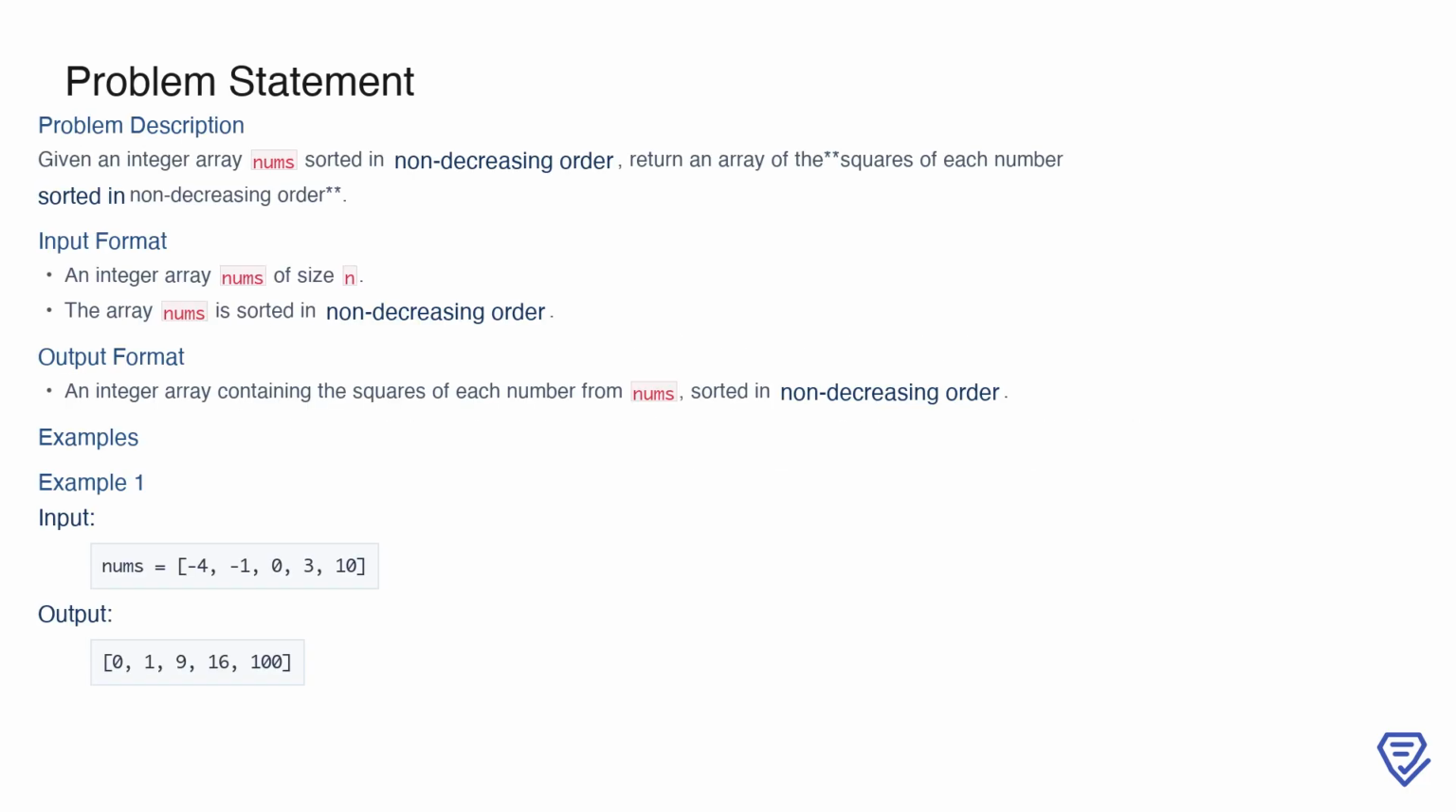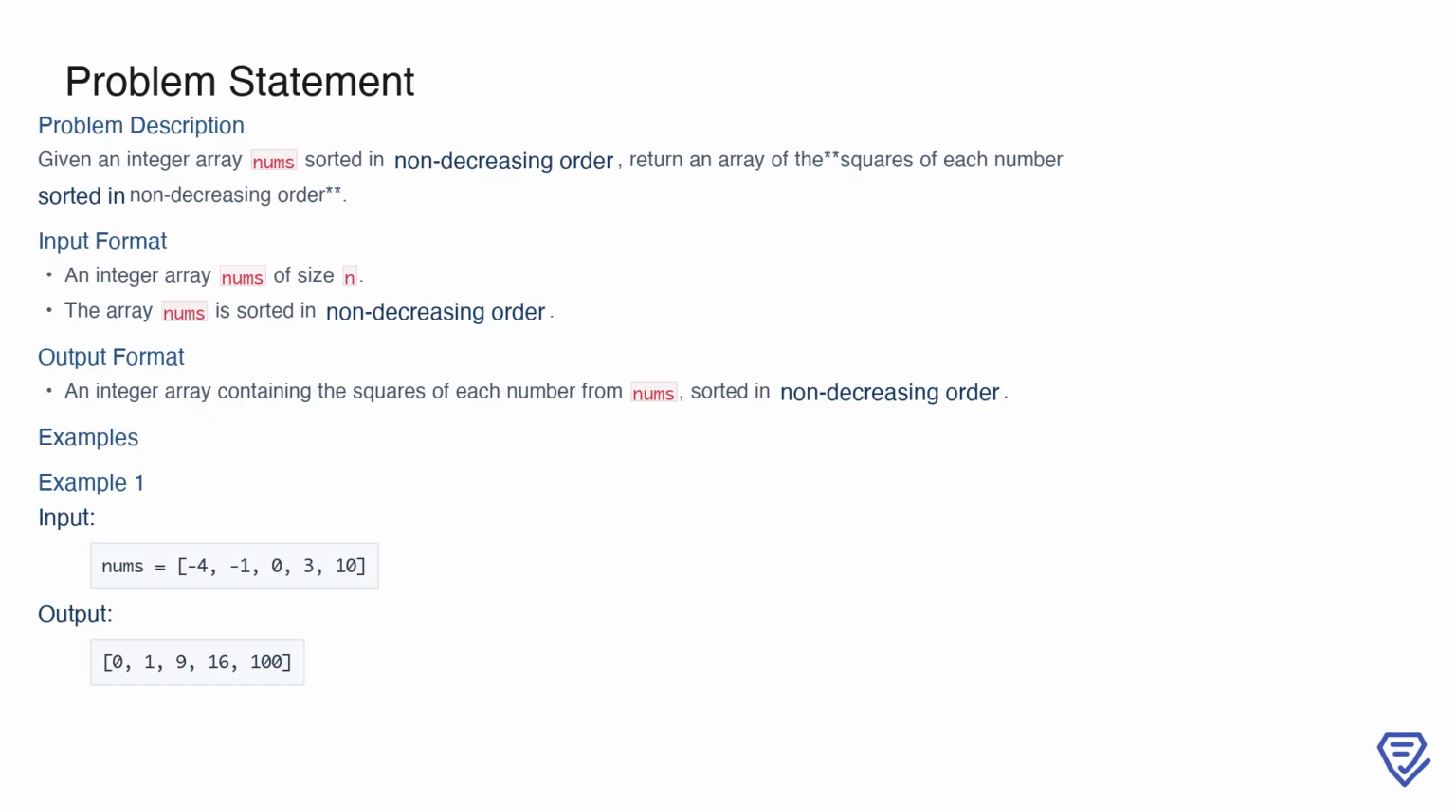In this problem, we're given an integer array nums that is sorted in non-decreasing order. The task is to return a new array containing the squares of each number in nums, also sorted in non-decreasing order. Let's take a closer look at the input and output formats. The input is an integer array nums of size n that is already sorted in non-decreasing order. For the output, we need to produce an array where each number from nums has been squared, and these squared values are sorted in non-decreasing order.